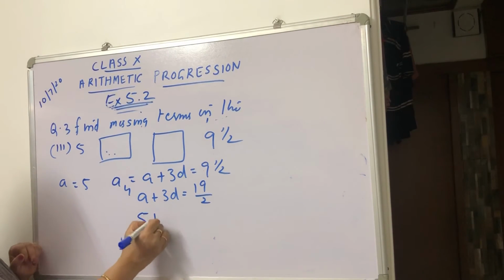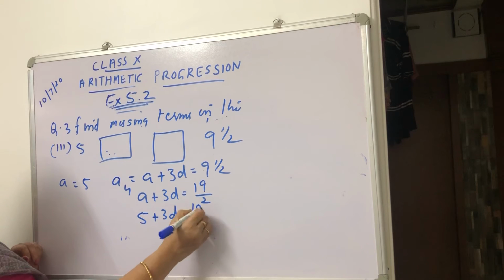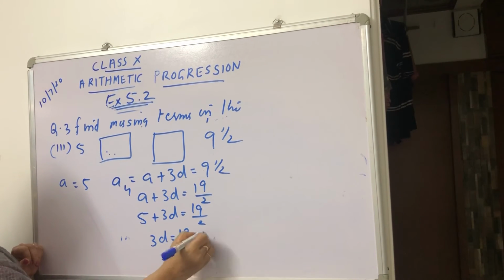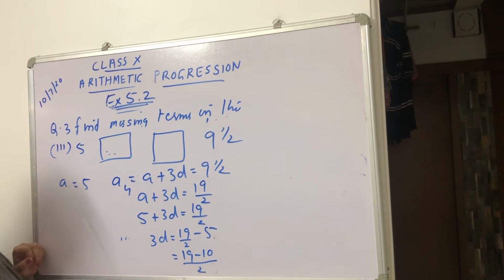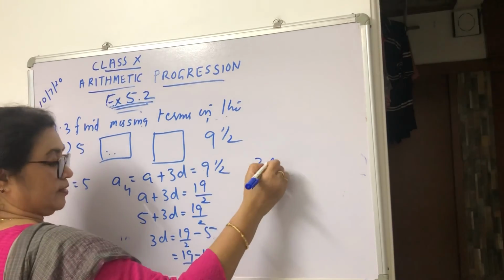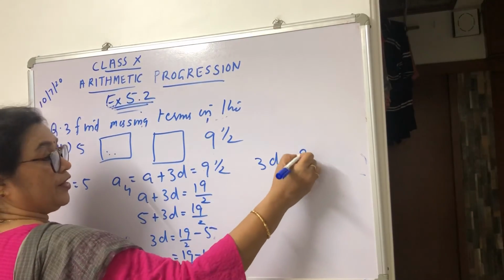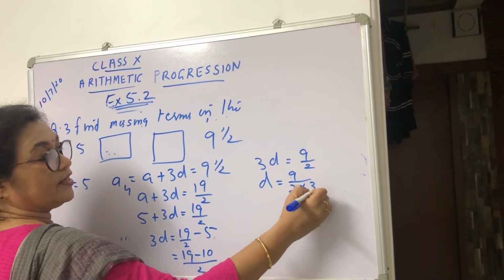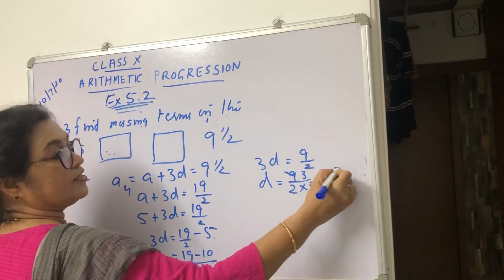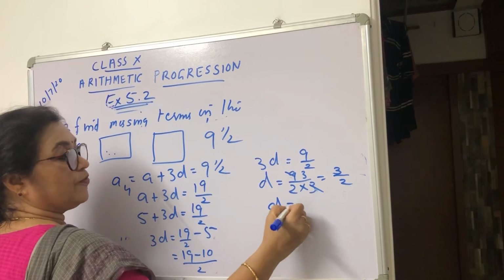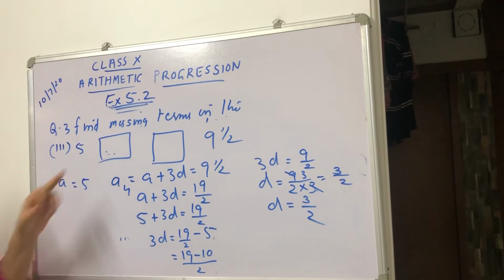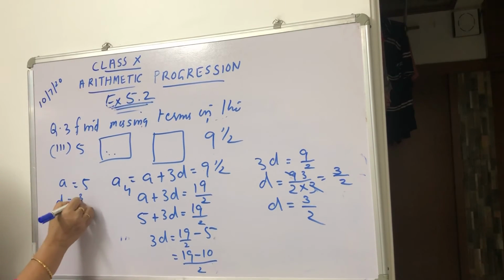Substitute it here. 5 plus 3D is 19 by 2. 3D is 19 by 2 minus 5, that is (19 minus 10) by 2. So that is 3D is equal to 9 by 2. D is equal to 9 by 2, then 3 comes here, so it is 3 by 2. So value of D is 3 by 2. So A is 5 and D is 3 by 2.